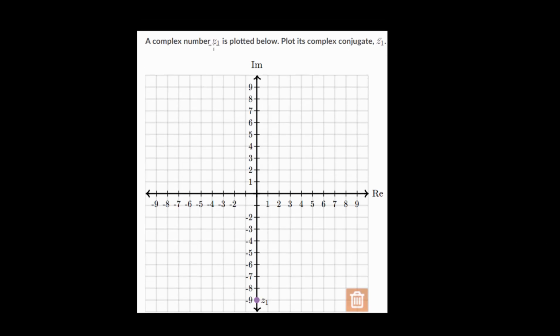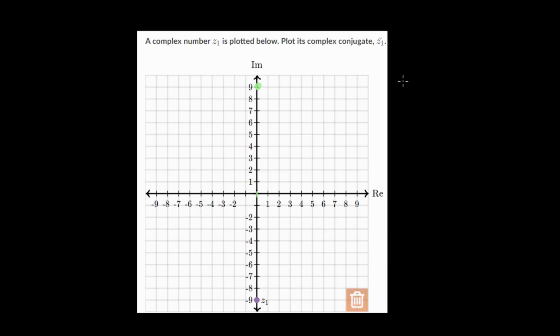And for this one, we have the complex number z1 plotted below, and we need to find its complex conjugate. So one thing to keep in mind, graphically speaking, is that conjugates are always reflections about the real axis. So it will be a mirror image on the other side. But we can also remember it more numerically that we just negate the imaginary part and the real part stays the same. So our imaginary part is at -9, or -9i. The real part is at 0. So when we make the imaginary part the opposite sign to find its conjugate, it will become positive 9i.